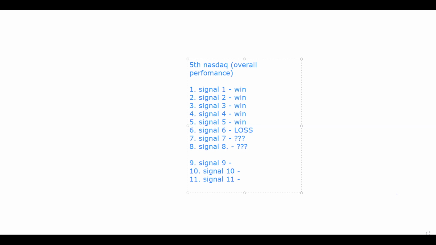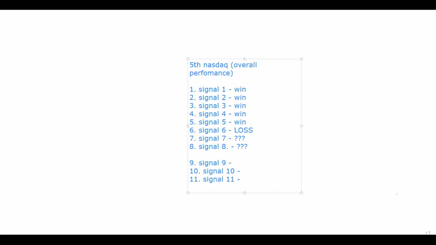Sharp. Signal 1, it's a win. They were happy. 2 win, happy. 3 win, happy. 4 win, happy. 5 win, happy. Yesterday, number 6, it's a loss, our first loss. Today's signal, which is number 7, I'm predicting it's a win because I'm a winner. I believe everything I do is a win. It should be a win. The last one should be a win.